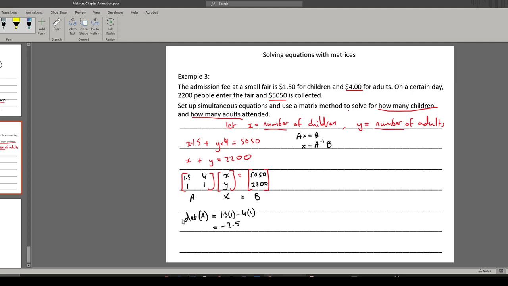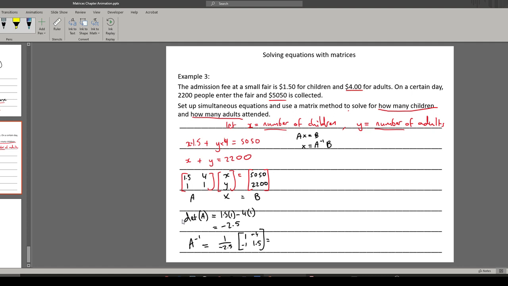Now in a minute I'm going to turn this into a fraction, because if we're doing stuff by hand and multiplying by decimals, we run into all sorts of problems. It's better to have a fraction, so I'm going to leave it for now and I'll turn it into a fraction in a second. So the inverse of A is equal to 1 on negative 2.5 by, flip the main diagonal, and then the other diagonal made negative. So this is where I'm going to turn this into a better fraction instead of having a decimal.